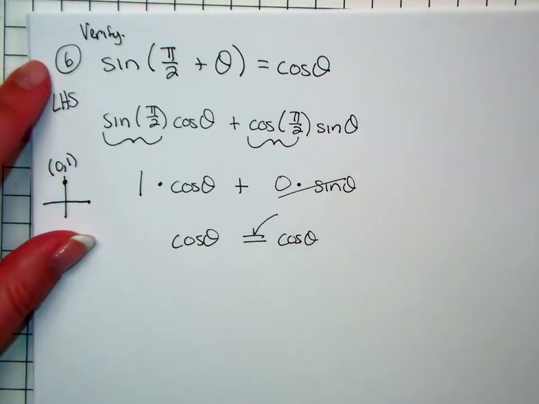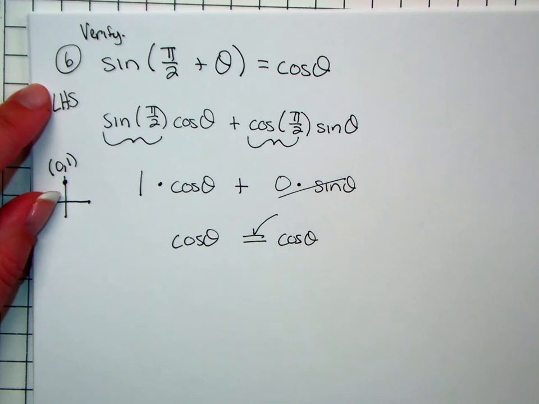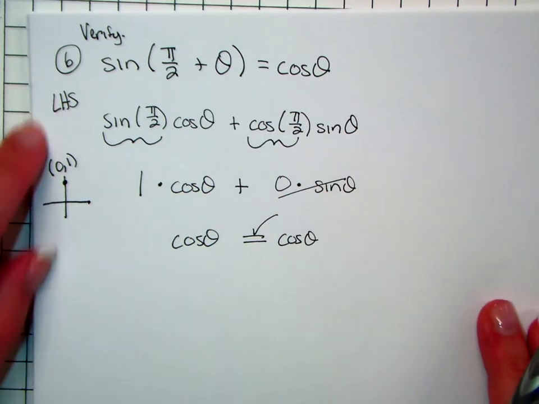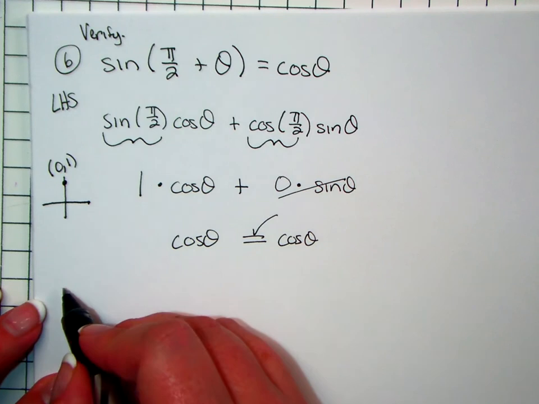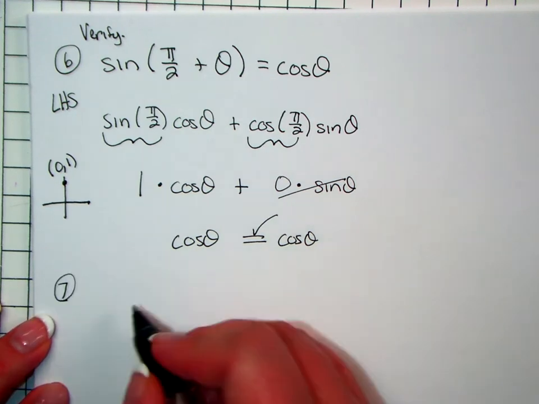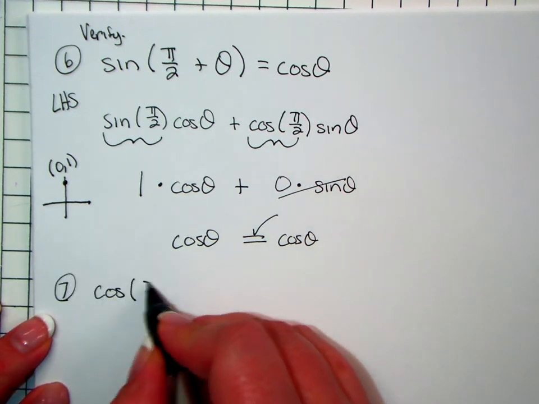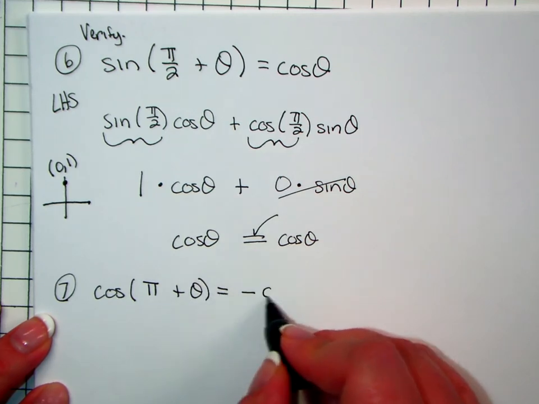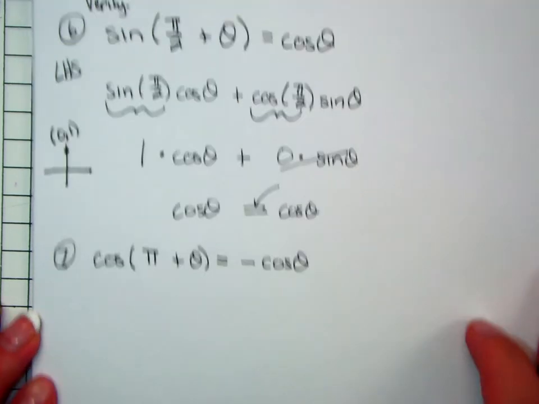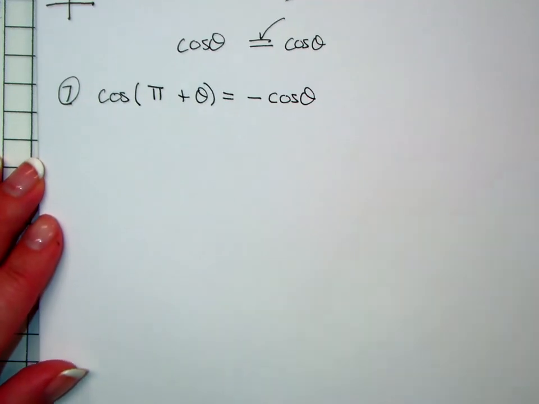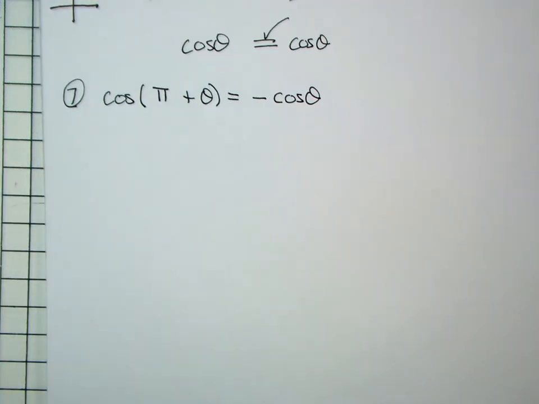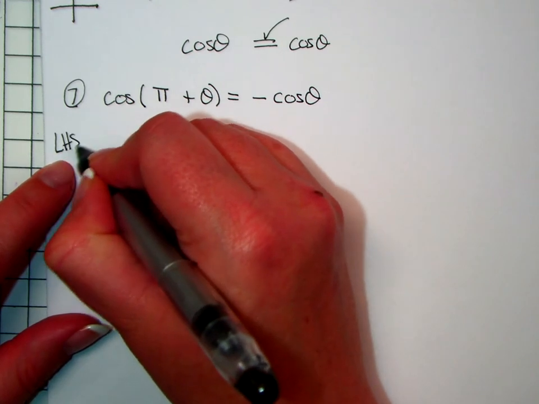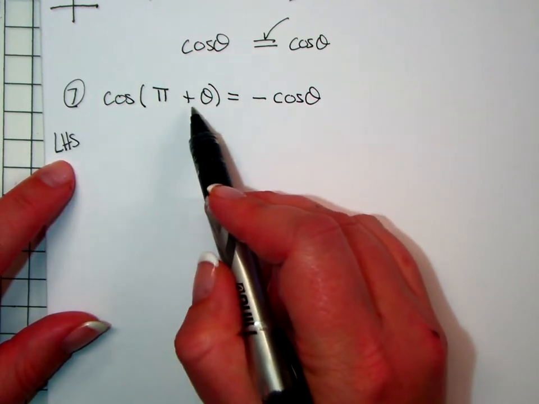I really do enjoy these a lot, using these sum and difference formulas to verify these identities. So let's do another one. Number 7, cosine of pi plus theta equals negative cosine theta. If you're a quick learner, you might pause and see if you can get this one right. I am going to pick the left-hand side again because I can use the sum formula for cosine.